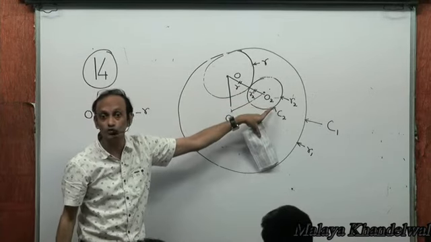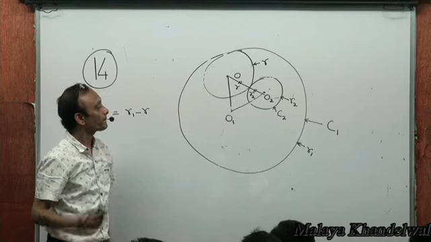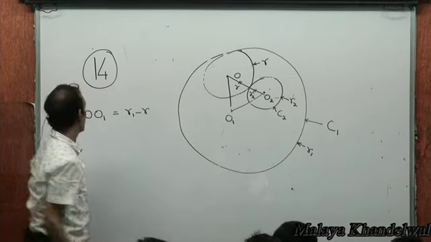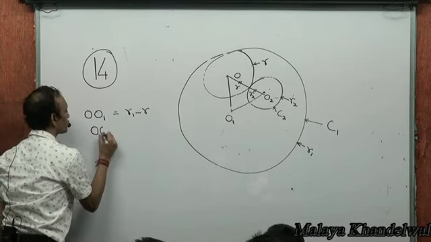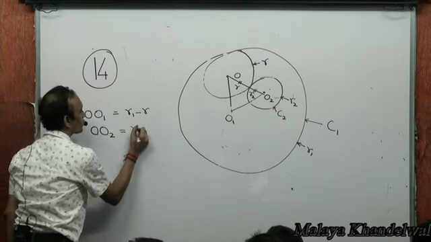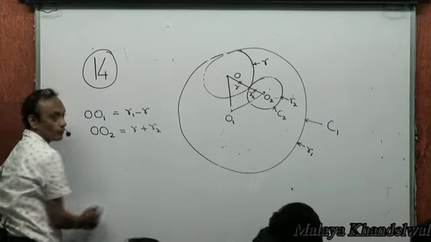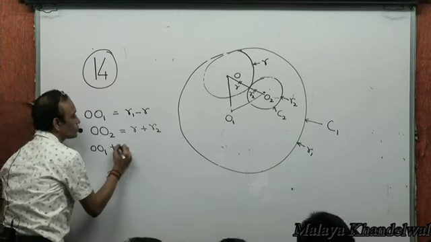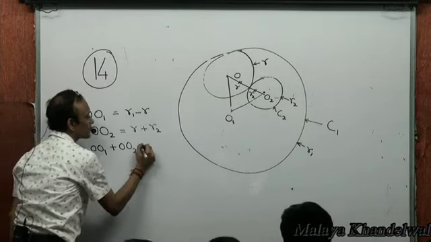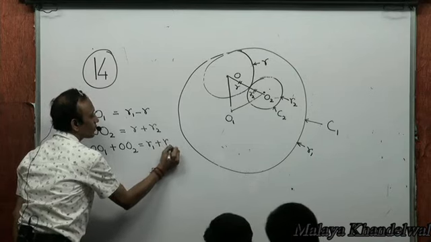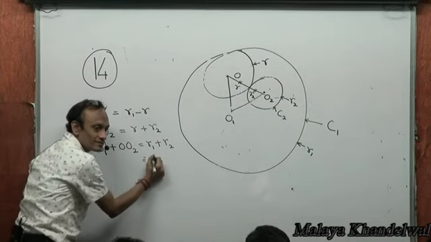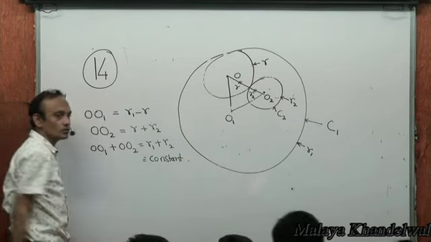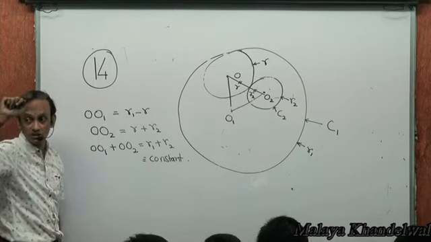Line joining the centers of the two circles, the distance between them is going to be R plus R2. Yes or no? Ayush, where are you lost? Right? Add these two. OO1 plus OO2 is R1 plus R2, which is a constant. R1 plus R2, the radii of the two fixed circles, is a constant.